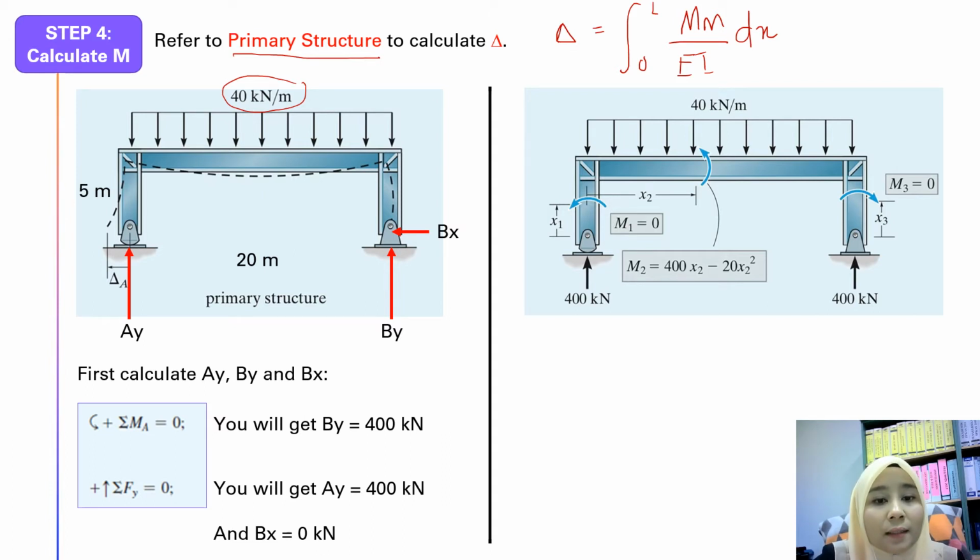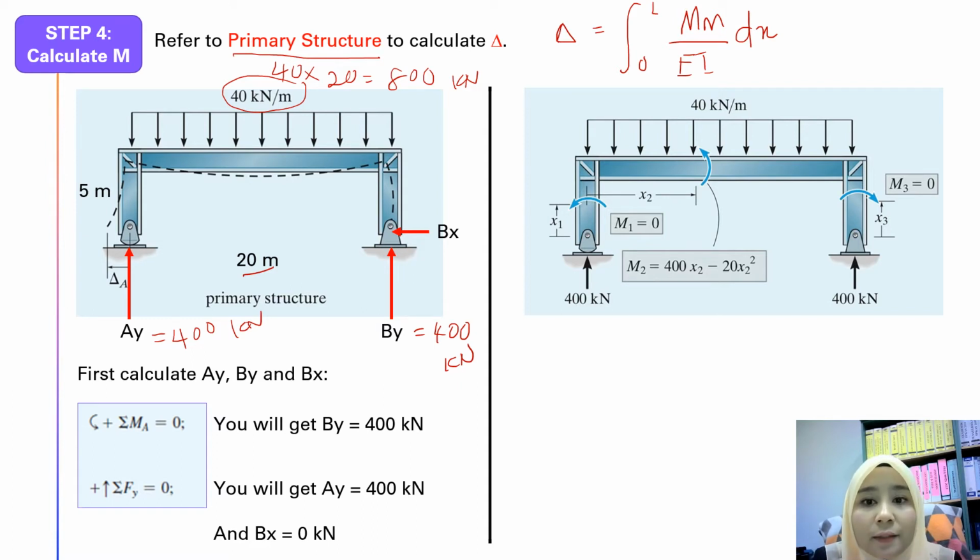Okay, calculate support reaction, meaning you need to calculate AY, BY and BX first. Okay, 40 kN here, multiply by the length 20 meter, then you will get 800 kilonewton. Okay, 800 kilonewton in the middle, automatically AY will become 400 kilonewton and BY will become 400 kilonewton. Okay, now you have 400 kilonewton here, and then you have 400 kilonewton here.